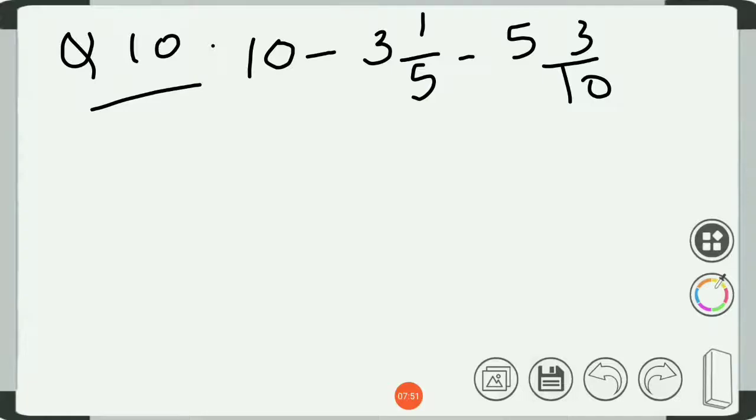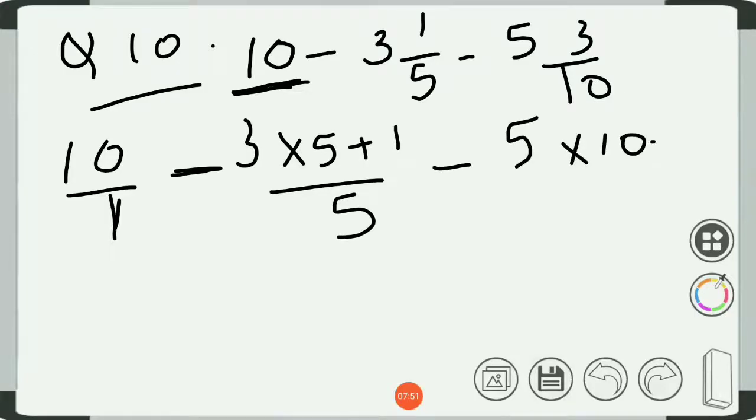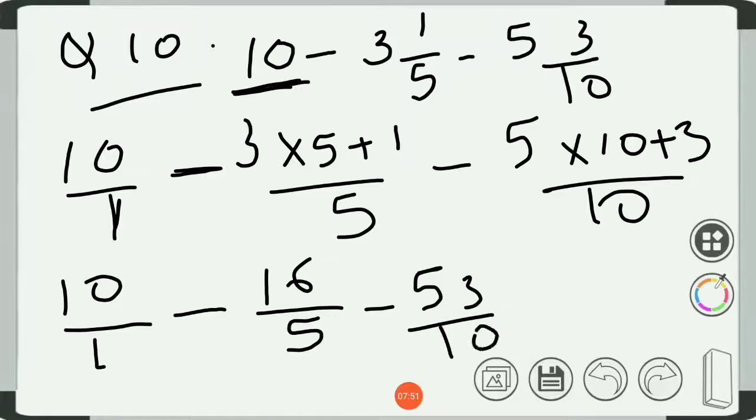First, change these mixed fractions into improper fractions. 10 is a whole number. You have to convert it into a fraction by putting 1 in the denominator. It means 10 upon 1. Put the minus sign. 3 multiplied by 5 plus 1 upon 5 minus 5 multiplied by 10 plus 3 upon 10. It means 10 upon 1 minus 16 upon 5 minus 53 upon 10.